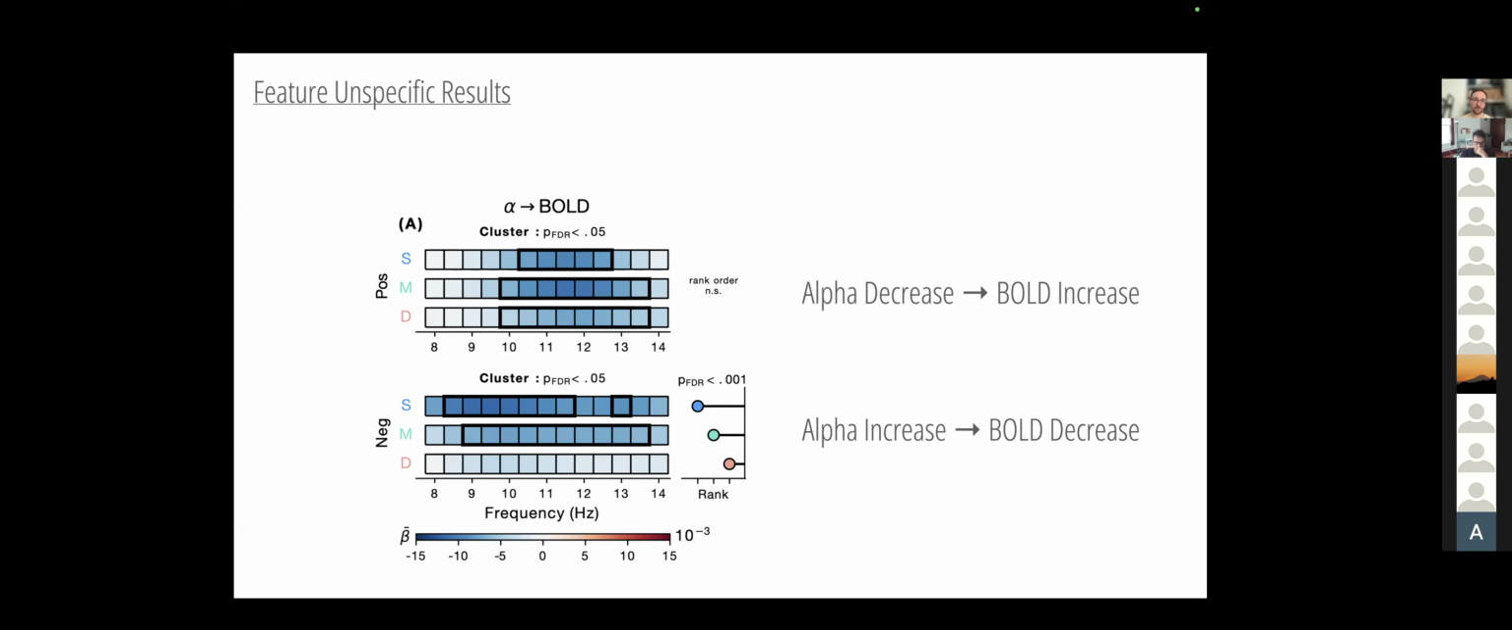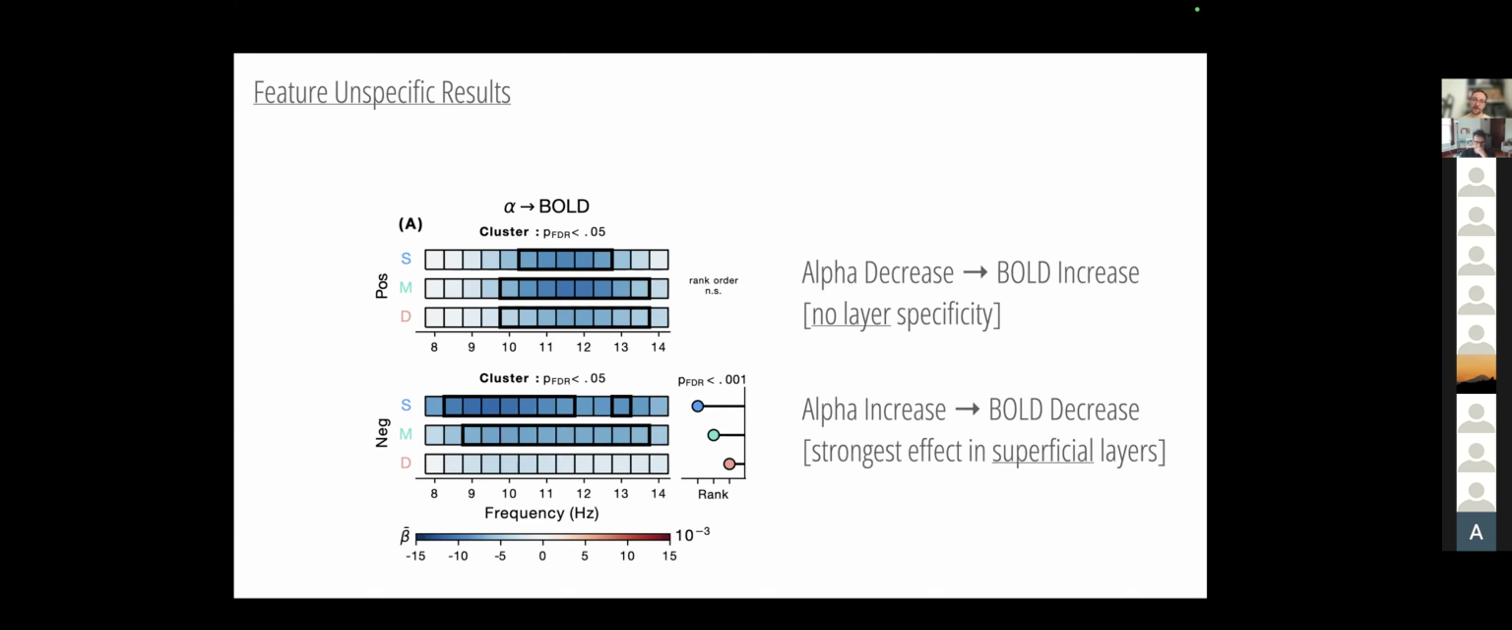For positive BOLD responses, we see that there is no layer specificity whatsoever. And for negative BOLD responses, we see that we have an increased effect in superficial layers. So again, we cannot tell by how much stronger this superficial layer is as compared to middle or deep layers, but we see that the rank order is superficial, middle, deep in this case. So we see, okay, the strongest effect for negative BOLD related to alpha is in superficial layers.